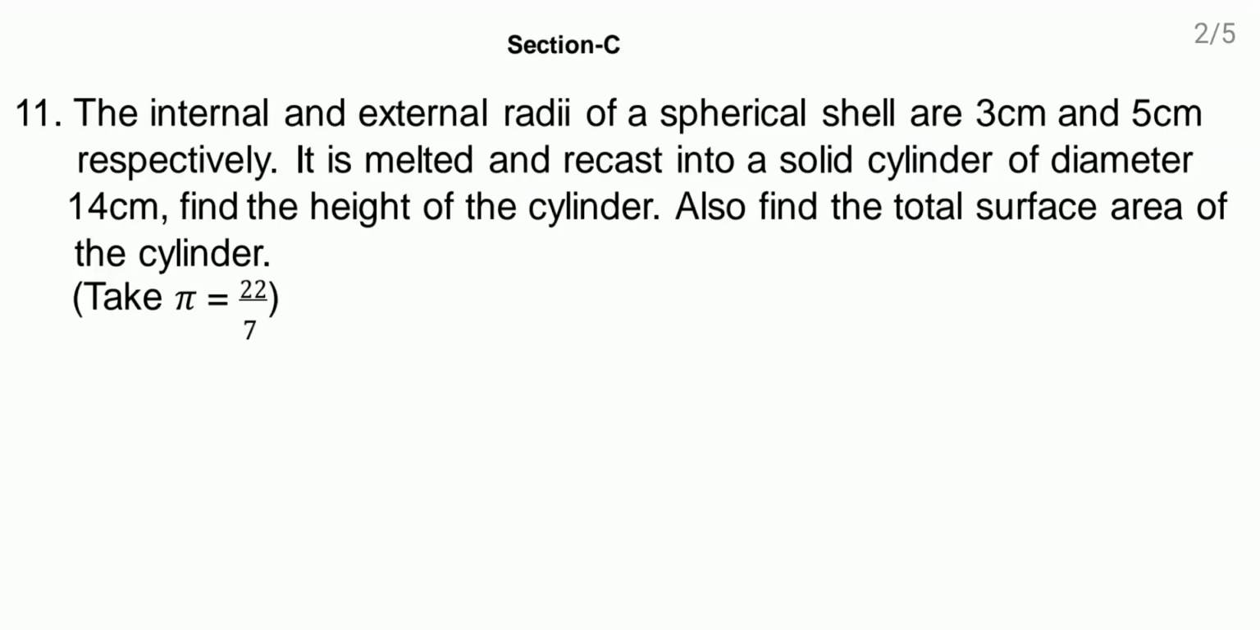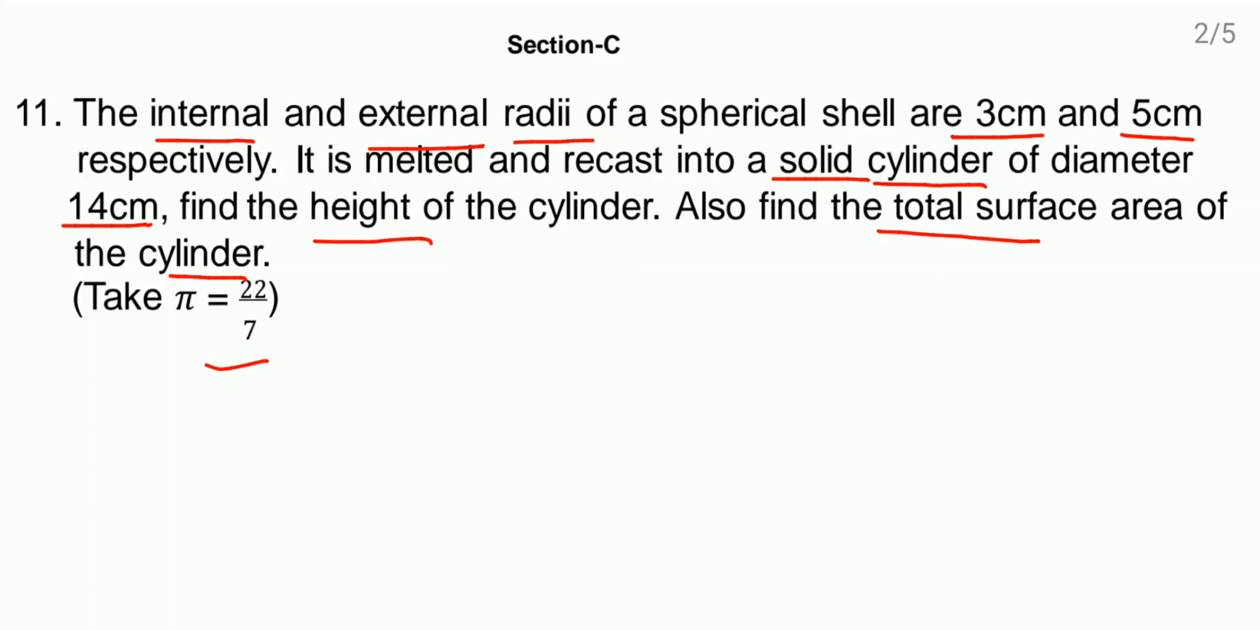Question number 11. Internal and external radii of a spherical shell are 3 cm and 5 cm respectively. If it is melted and recast into a solid cylinder of diameter 14 cm, find the height of the cylinder. Also find the total surface area of the cylinder. Two things we need to find out. One is the height of the cylinder. Another thing, total surface area of the cylinder. Value of pi is 22/7.